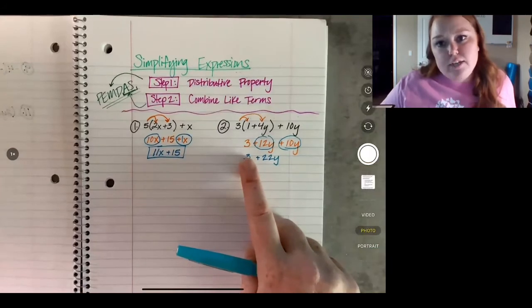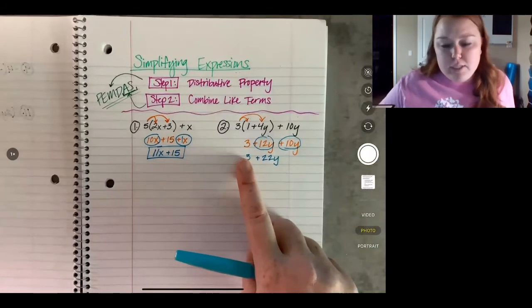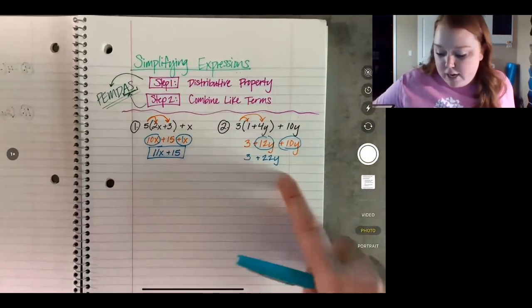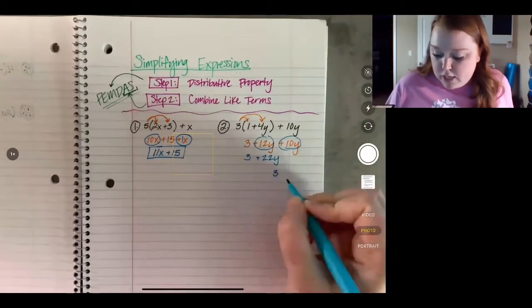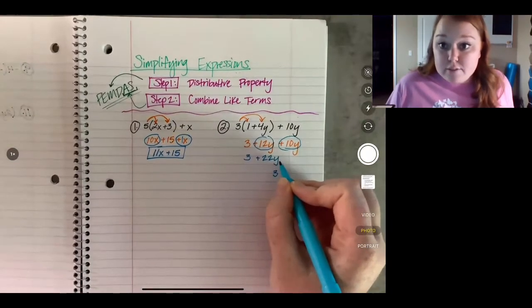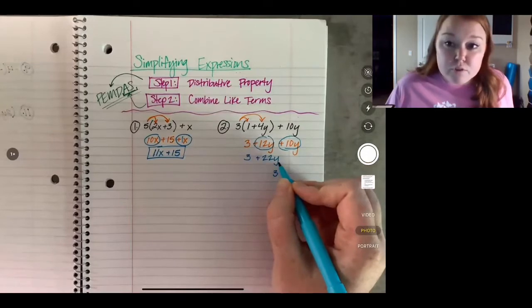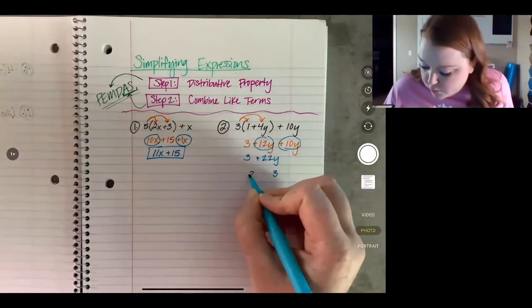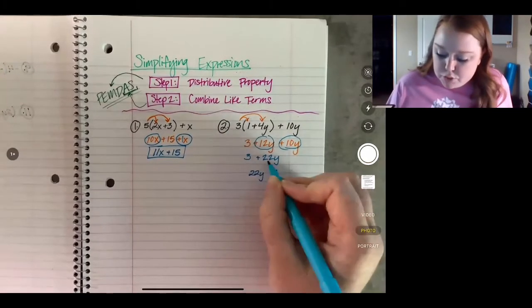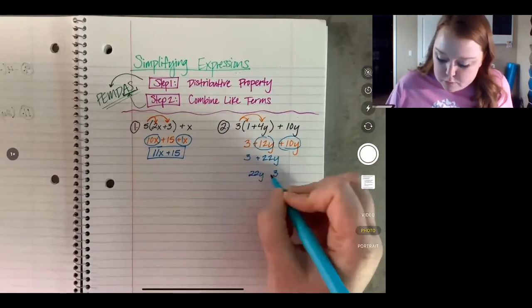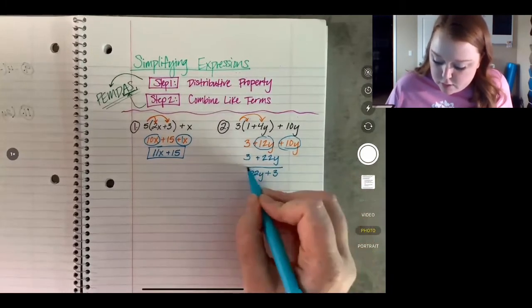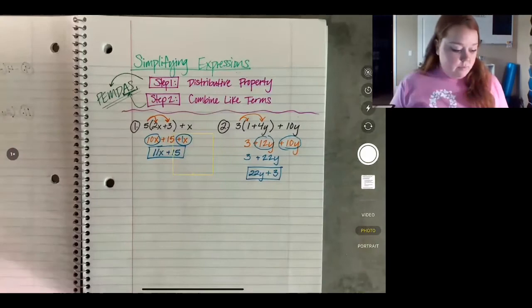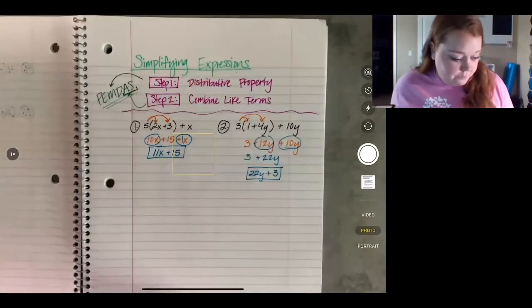There's no variable attached. And if you remember from like last week, I think, that guy is going to go at the back. And the 22y, since there is a variable, it's more powerful. You can think of it like that. That's going to go in the front. 22y is positive. The 3 is positive, so we put a plus sign. So that's going to be what my final answer looks like. Okay.